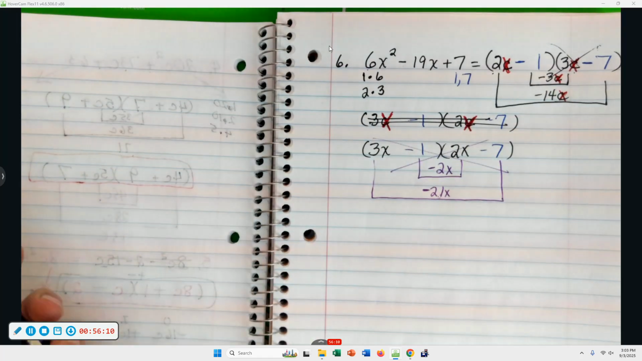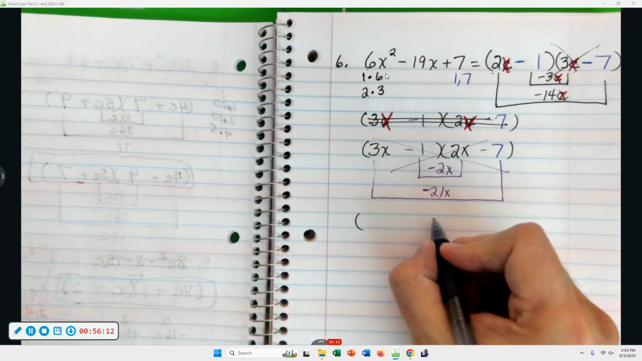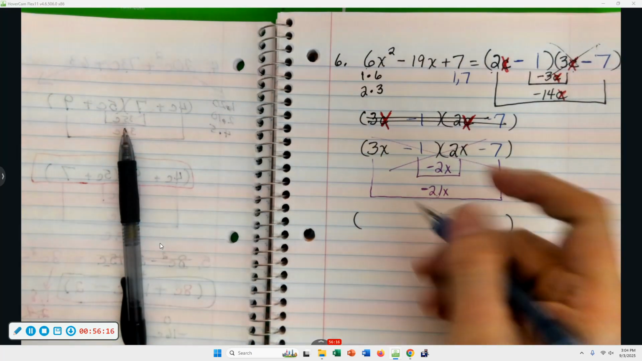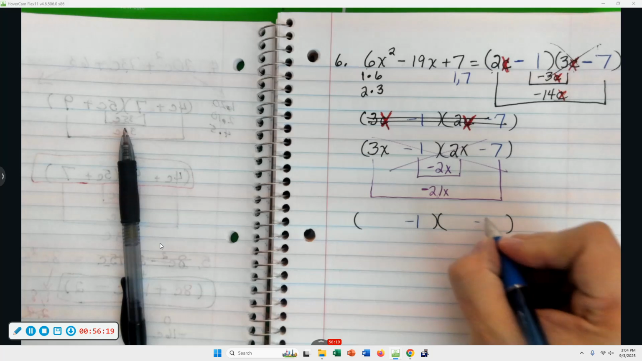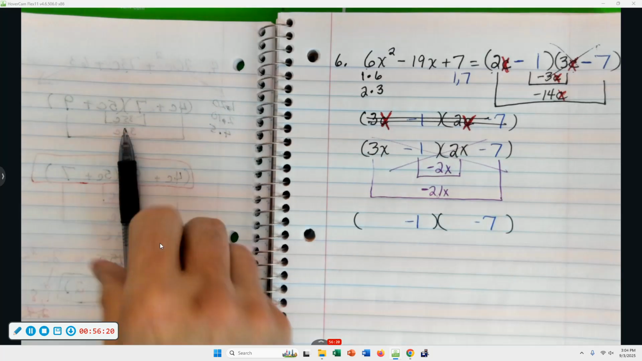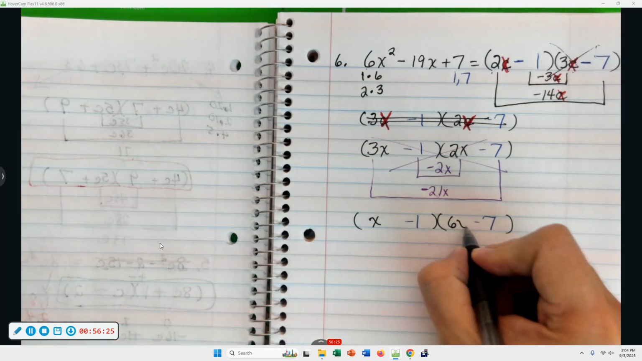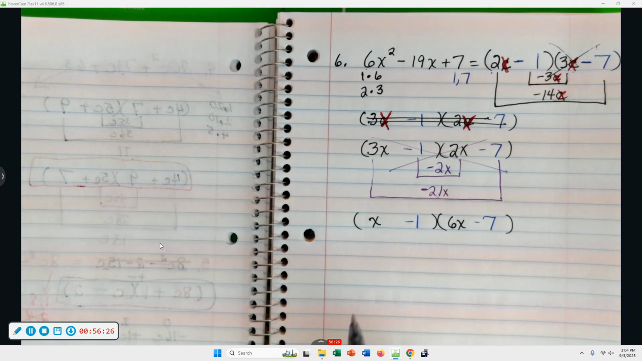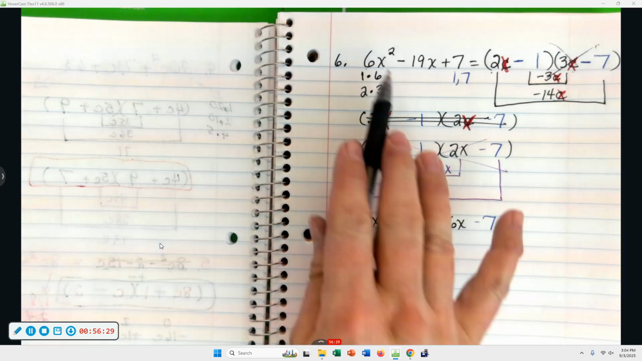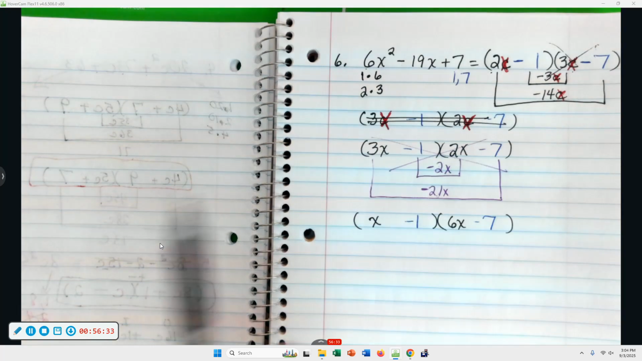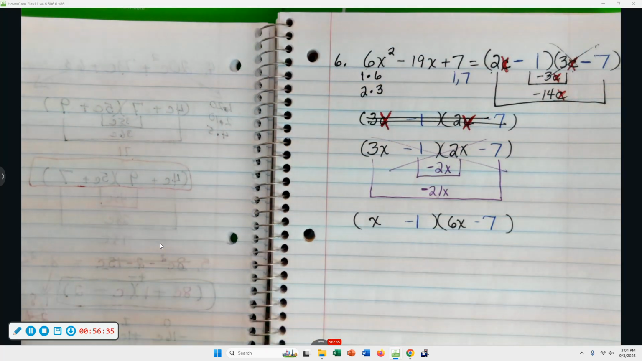Well, maybe 1x times 6x will work. So let's try it all over again. 1x times 6x. If I started foiling that out, I'd sure get the 6x squared, and I'd get a plus 7 for the last term. But are the outer and inner terms combining to give a negative 19x?